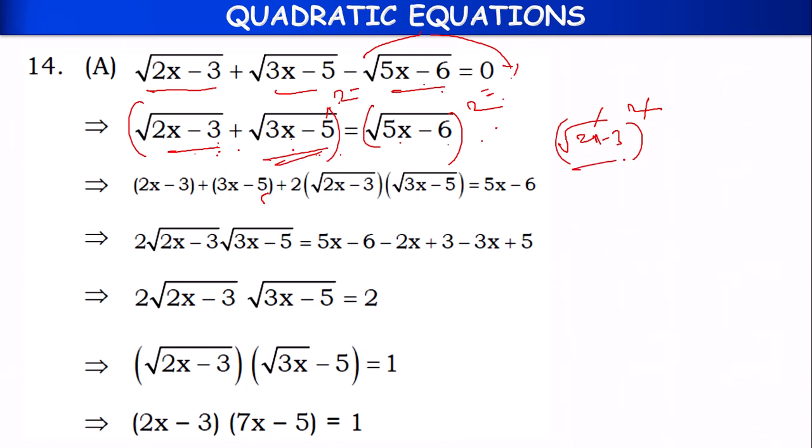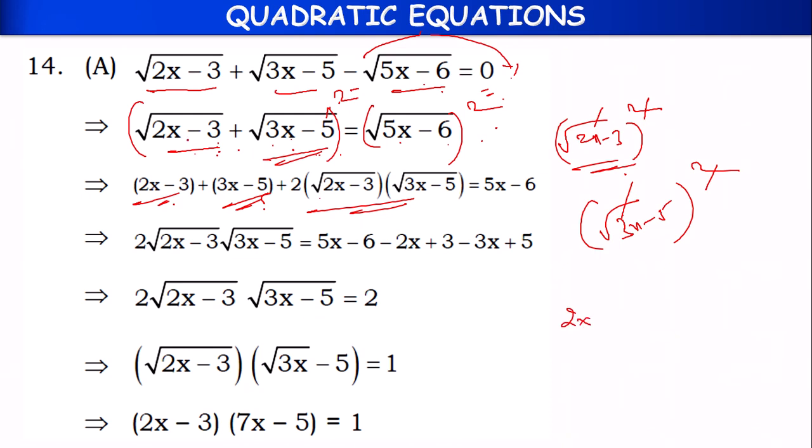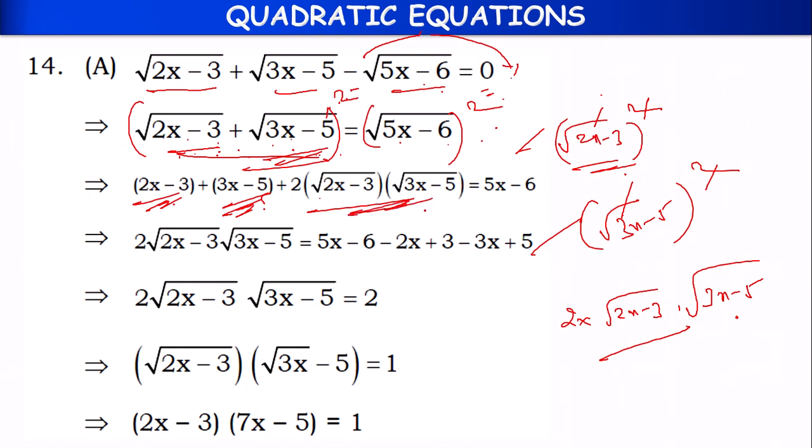a square: root of 2x minus 3 whole square. Square and roots get cancelled. We can write it as 2x minus 3. Next one, b square. b square means root of 3x minus 5 whole square. Square root gets cancelled. We will have 3x minus 5. After that, we will have 2ab, meaning 2 into a, root of 2x minus 3, into b, root of 3x minus 5. So this is the a square value, this is the b square value, this is 2ab. Because we have a whole square, we can expand it as a square plus b square plus 2ab as per the algebraic formula.